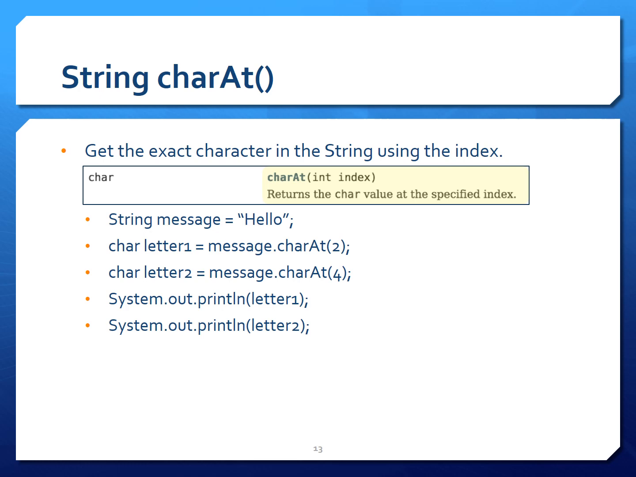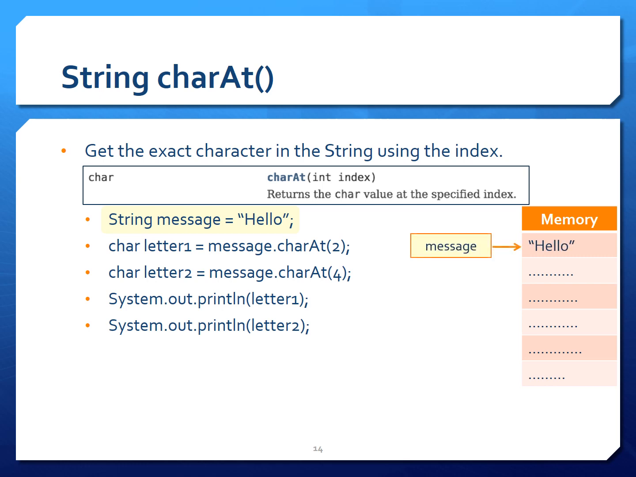Next, we will learn how to use the charAt method to extract a character in the string using an index. First, we assign the string hello to the string variable message. Each character in the string will be assigned an index. The first character will be assigned the index 0, and the last character will be assigned the index 4.